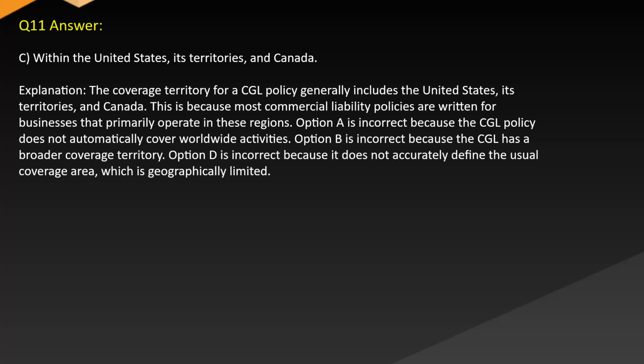Explanation. The coverage territory for a CGL policy generally includes the United States, its territories, and Canada. This is because most commercial liability policies are written for businesses that primarily operate in these regions. Option A is incorrect because the CGL policy does not automatically cover worldwide activities. Option B is incorrect because the CGL has a broader coverage territory. Option D is incorrect because it does not accurately define the usual coverage area, which is geographically limited.